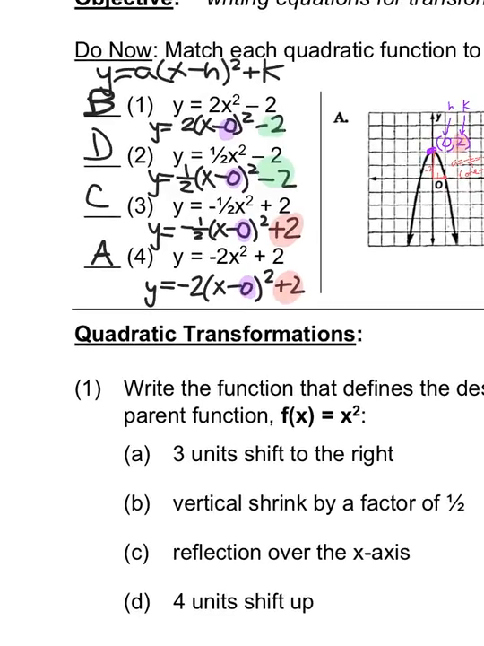All right, so I'm going to zoom in. Again, I'm going to write my model. Y is equal to A, x minus h squared plus k. If I have the function f of x equals x squared, it's really y equals 1 times x minus 0 squared plus 0. All right.